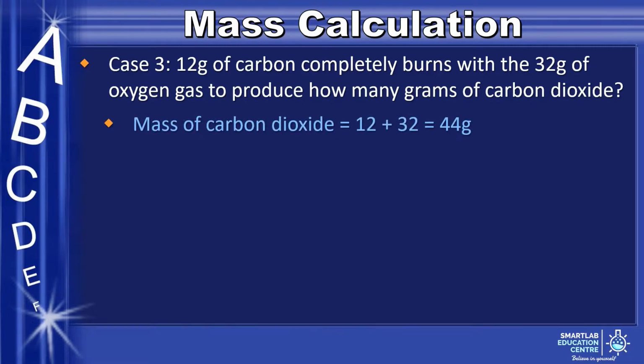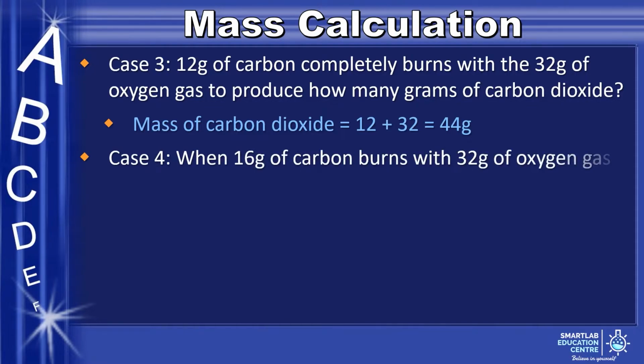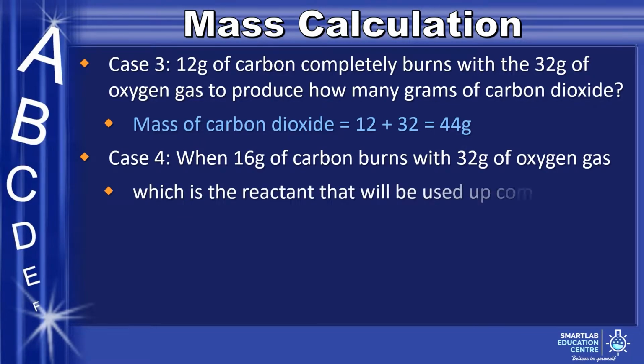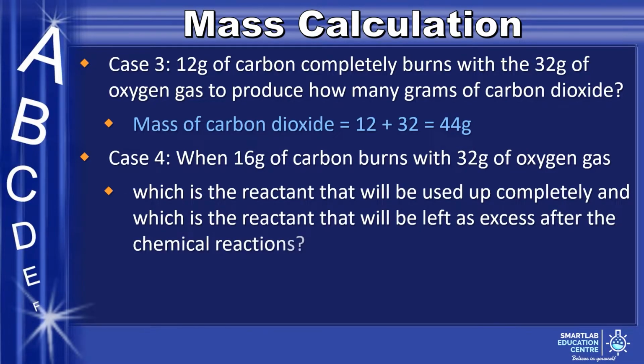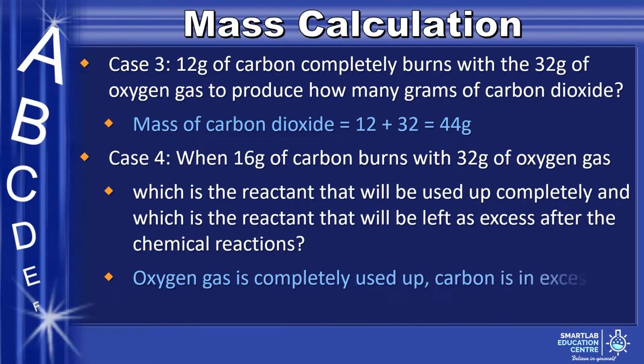The last case we will be looking at is when 16 grams of carbon burns with 32 grams of oxygen gas. Which is the reactant that will be used up completely and which is the reactant that will be left as excess after the chemical reaction? The answer will be that oxygen gas is completely used up, and that carbon is in excess and there will also be 4 grams left over.